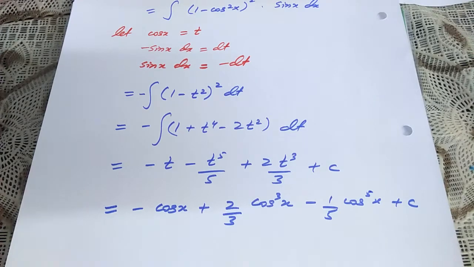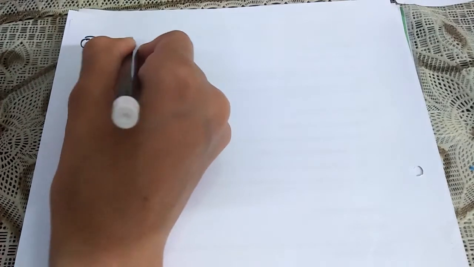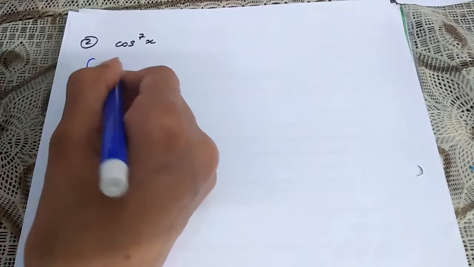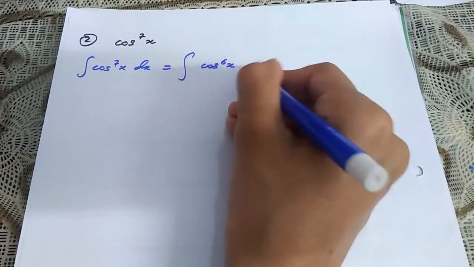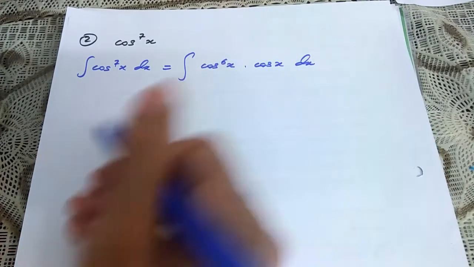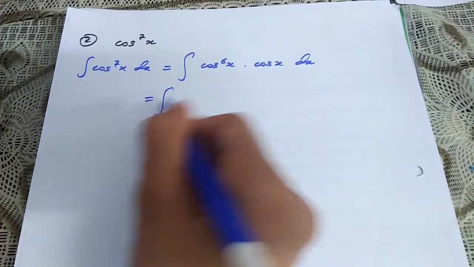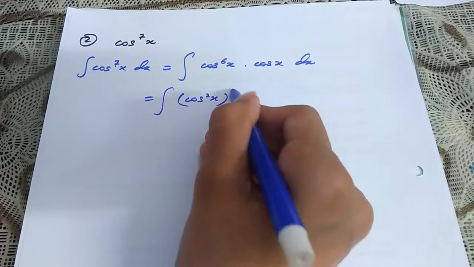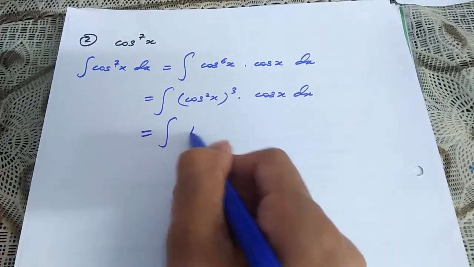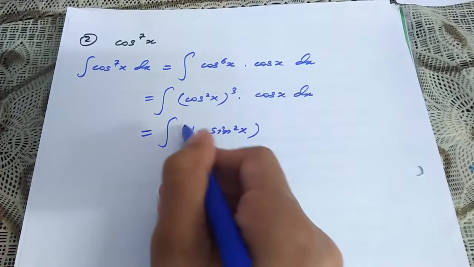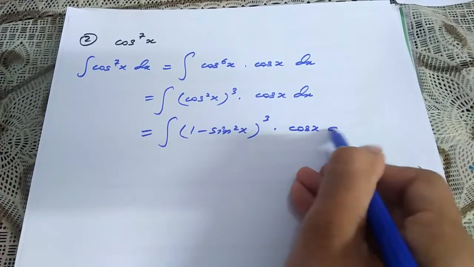Let's move on to question number 2, that is cos 7x. The same method we will follow here, that is integration of cos 7x dx, that is equals to cos 6x into cos of x dx. Now it can be broken as cos square of x whole cube into cos of x dx. Now it can be written as 1 minus sine square of x whole cube into cos of x dx.